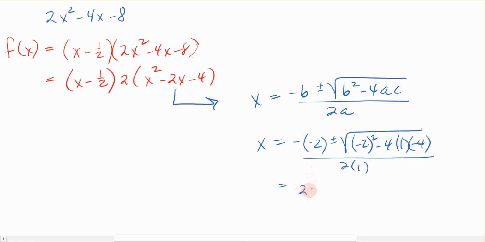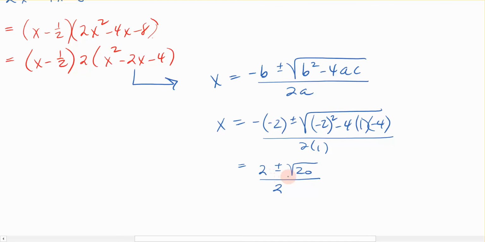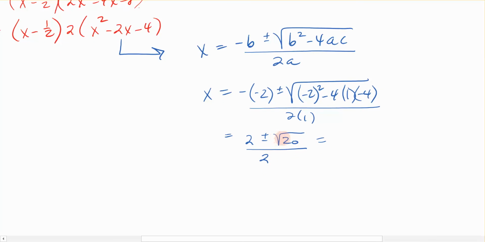Simplifying this, I get 2 plus or minus. Under the radical, negative 2 squared is 4, and negative 4 times negative 4 is positive 16. So this is 16 plus 4, which is 20. That's the square root of 20 divided by 2. Now, how do I simplify this? This is going to be an irrational number, right? Because I've got the square root symbol here, and I know that 20 is not a perfect square.